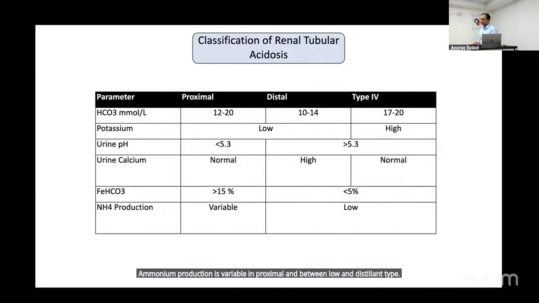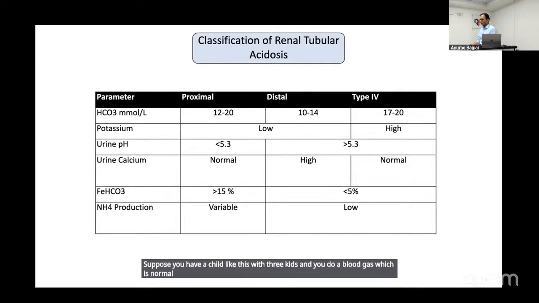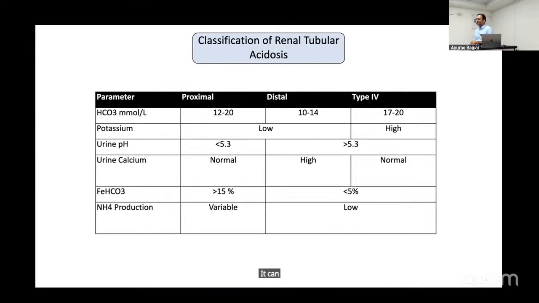Suppose you have a child like this with rickets and you do a blood gas which is normal, can it still be RTA? It can be proximal RTA, which has a mild defect. Yes, so proximal RTA can be missed, not distal RTA. Now, many people talk about incomplete distal RTA.